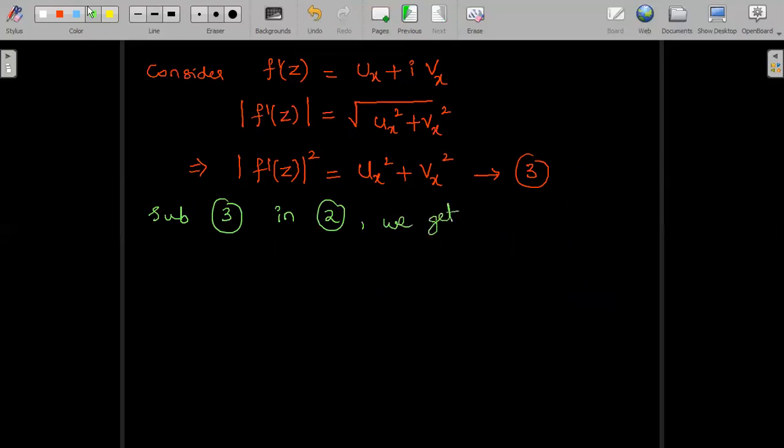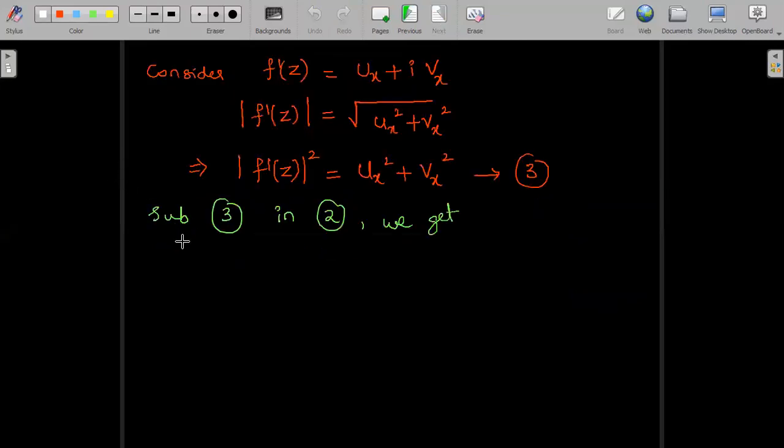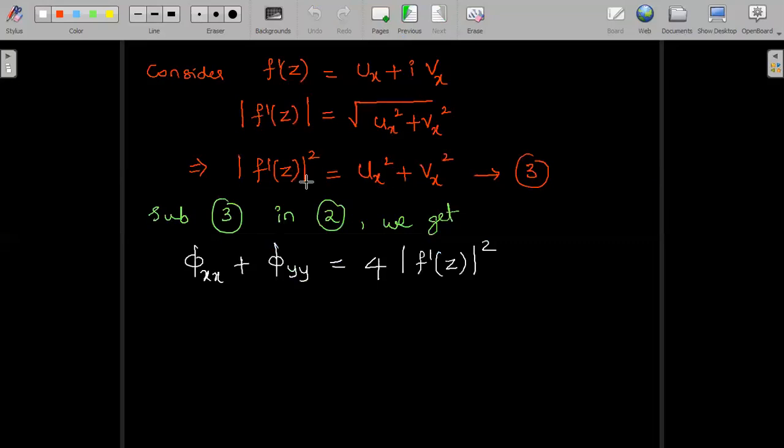Let me write down what we get. The left hand side of equation 2 is 5xx plus 5yy, so the left hand side I'll retain as it is, 5xx plus 5yy. And the right hand side will be 4 into mod f dash z whole square, because ux square plus vx square is nothing but mod f dash z whole square from equation 3. We are substituting equation 3 in equation 2.